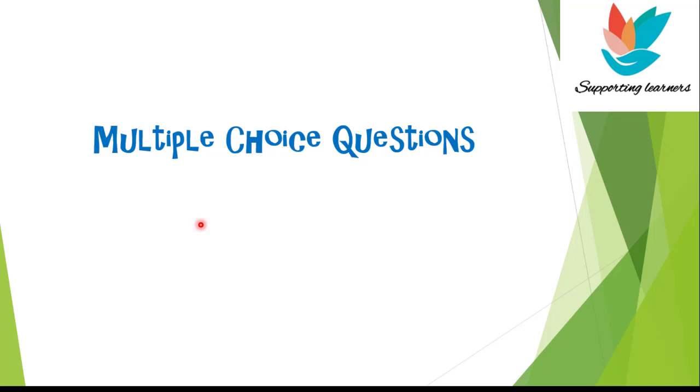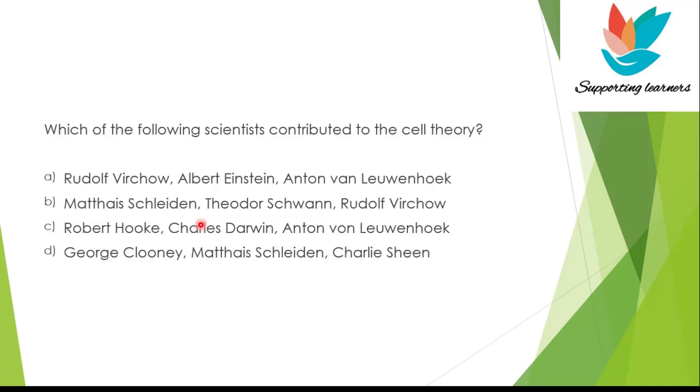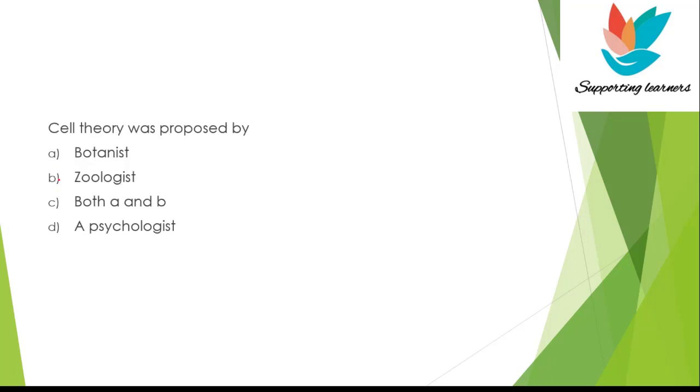Now let us solve some multiple choice questions in order to test what we have learned so far. So the first question, which of the following scientists contributed to the cell theory? And these are your options. Pause the video and read the options and tell the answer in the comment box. Yes, so the answer is B. Matthias Schleiden, Theodor Schwann and Rudolf Virchow. Yes, B is the right answer.